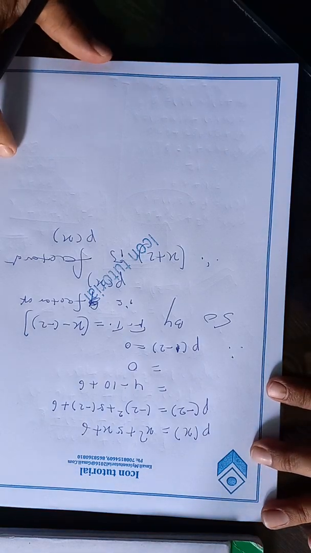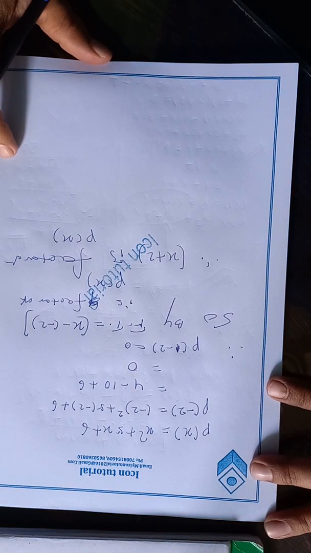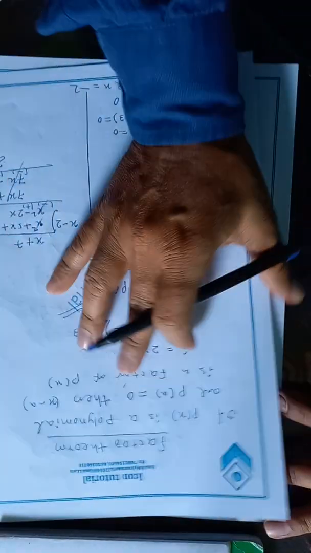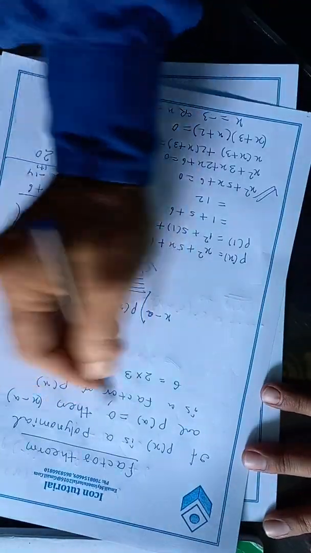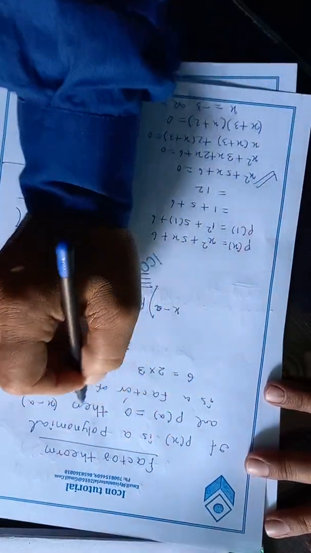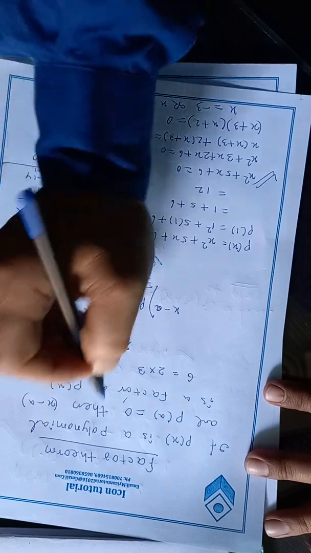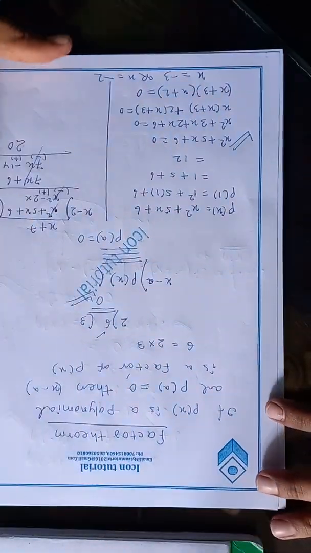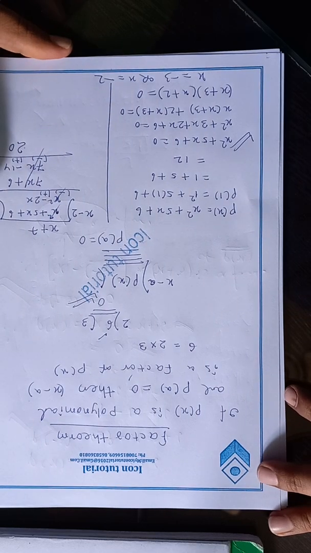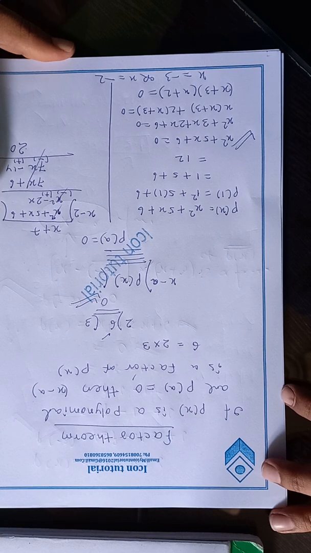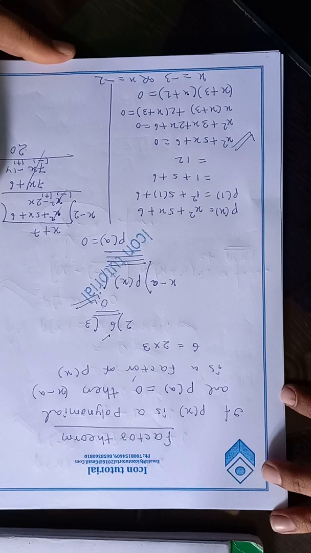Once again, the factor theorem: if p of x is a polynomial and p of a is equal to 0, then x minus a is a factor of p of x. If p of k is equal to 0, then x minus k is a factor of p of x. In this way you can put different values. You check p of a, and if it is coming 0, then no doubt x minus a is a factor of p of x.